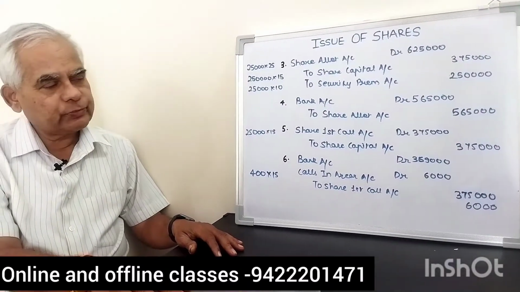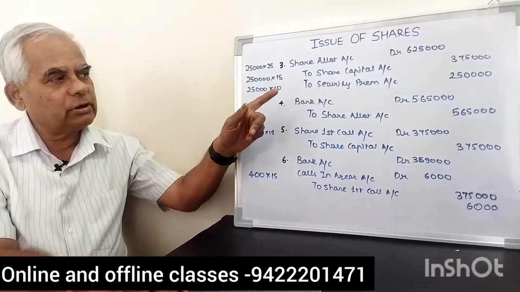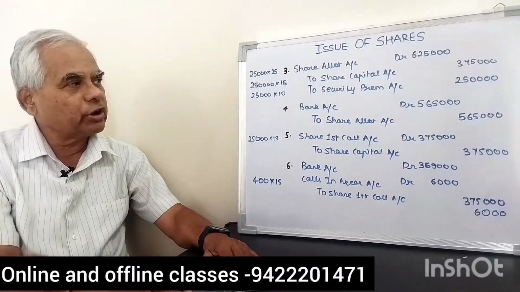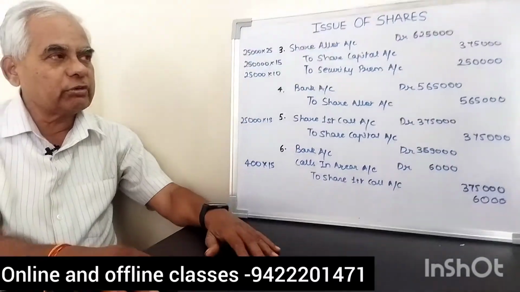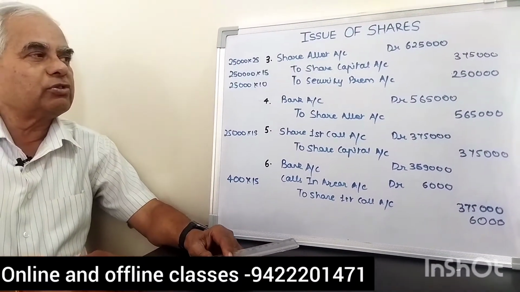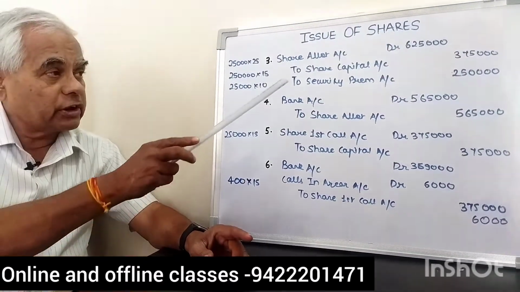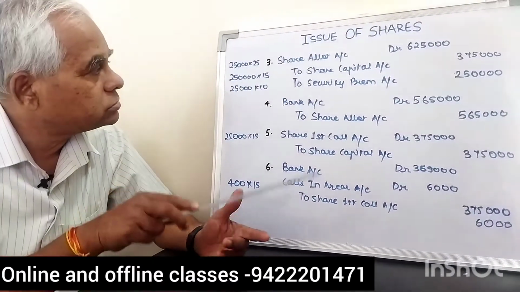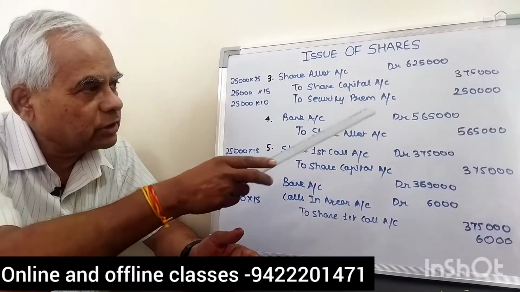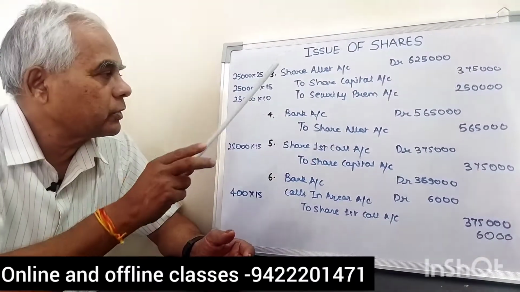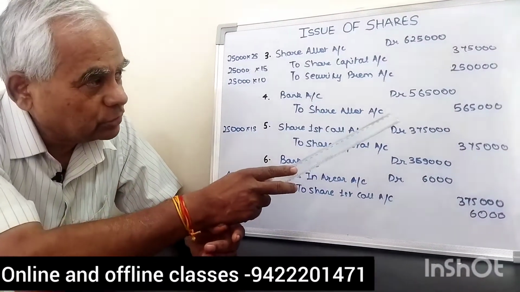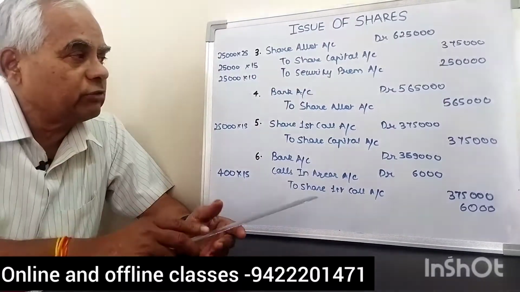Entry number third, share allotment account debit to share capital, to security premium. This entry is due. Share allotment due. Share allotment account debit 25,000 into 25, that is 6,25,000, to share capital account 25,000 into 15, 3,75,000, to security premium 25,000 into 10, 2,50,000. Total of these two you will find 6,25,000.